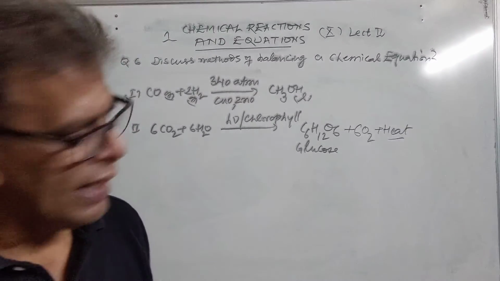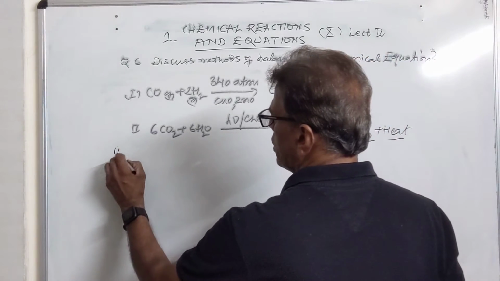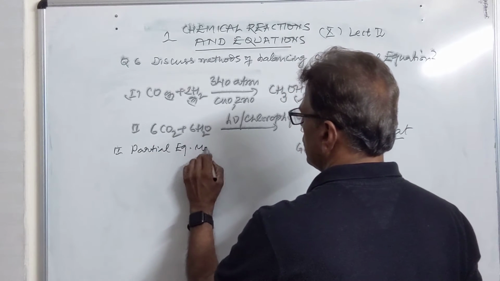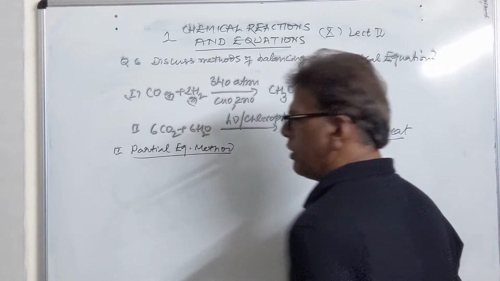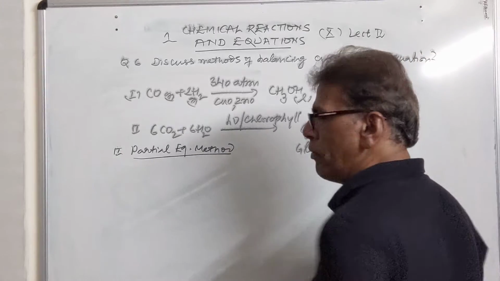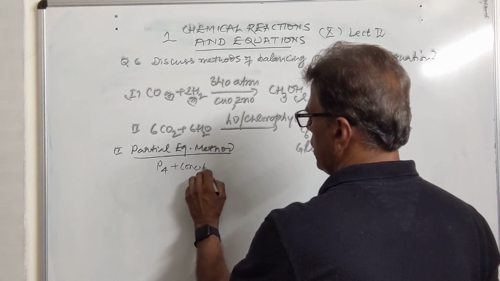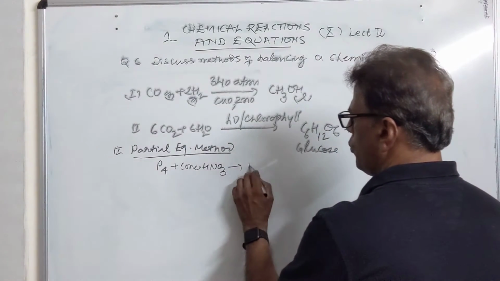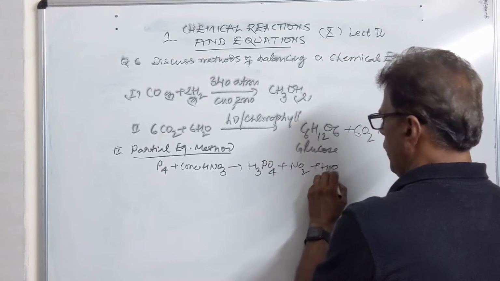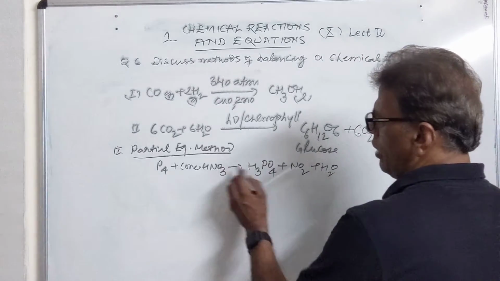Now we come to the second method of balancing a redox reaction. That is the partial equation method. This method will be a bit difficult for you, but you have to keep in mind that the main reaction is to be split up into two parts. P4 combines with concentrated HNO3 to give you H3PO4 plus NO2 plus water. So we will now find that NO2 comes from HNO3, and H2O comes from HNO3.